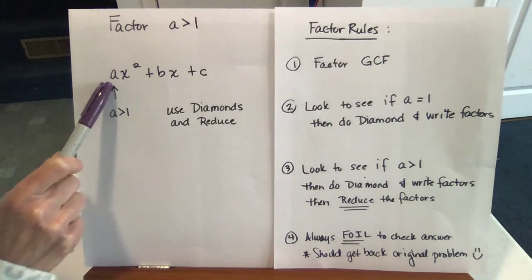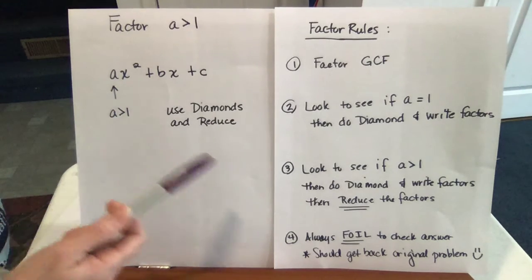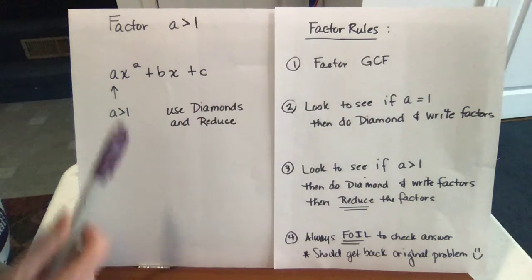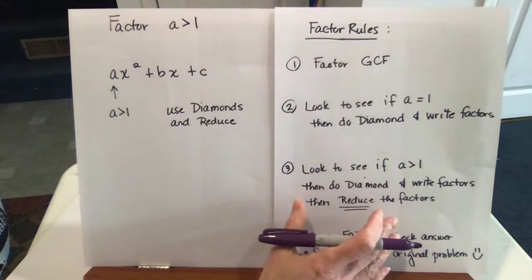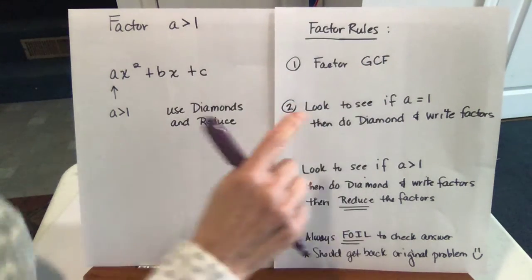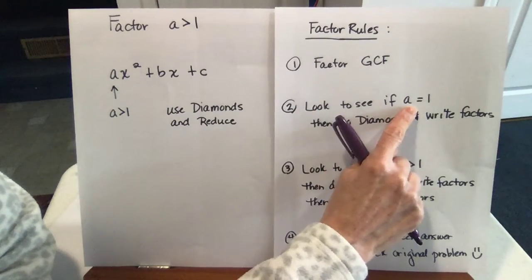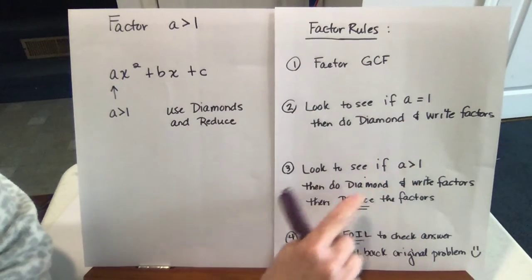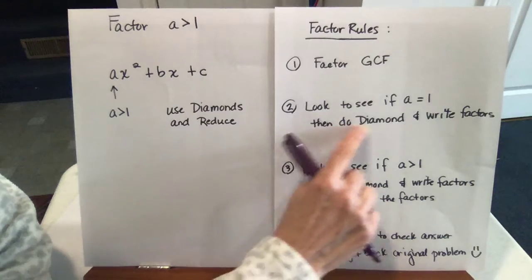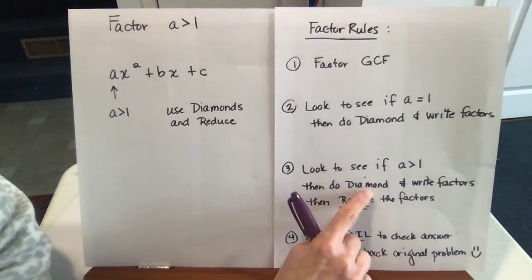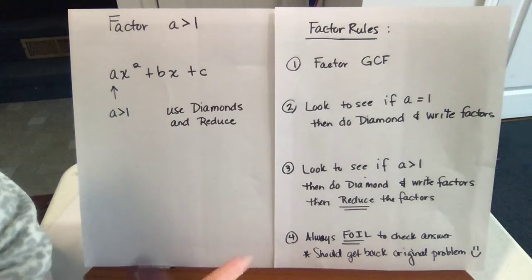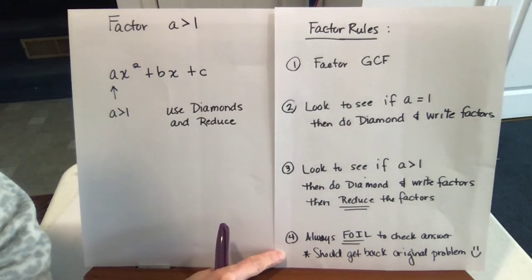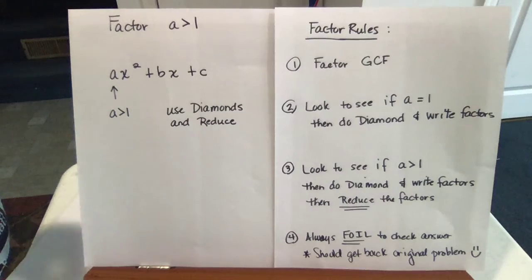And if it's greater than 1, that's where we're going to use the diamonds and reduce this time, rather than just using the diamond to get the factors, okay? The same rules apply. We're going to factor GCFs. We're always going to look to see if a is equal to 1 or if it's greater than 1. And if it's greater than 1, we're going to do more than just getting the diamond and writing factors. We're going to get the diamond, write the factors, and we're going to reduce. And I'm going to show you how to do that. And as always, you always FOIL to check your answer. You should get back the original problem.